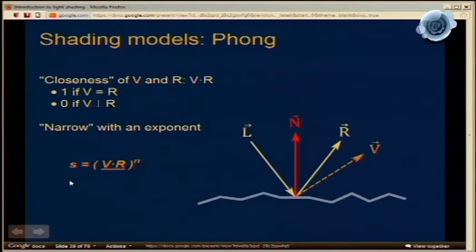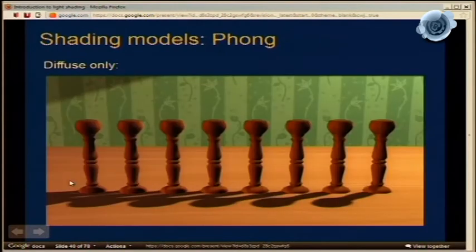The dot product is going to be 1 if V and R are the same, 0 if they are orthogonal, and negative if they are toward opposite directions. As soon as you have this, you narrow it with an exponent, so you can have a thinner peak in your function. I underlined the equation to say that we're not interested in negative values, so we clamp it.